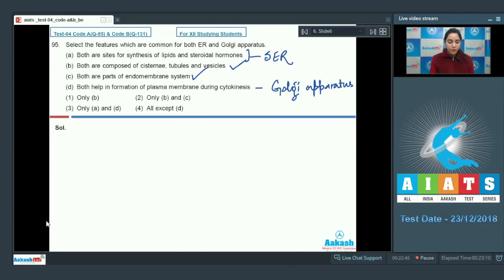Okay. So what do we see? We see A and D are not the common features to E and R, but B and C are. Therefore, the right choice would be option number 2. Let me write down. Answer is option 2. Now let us take up another question, which is question number 96.